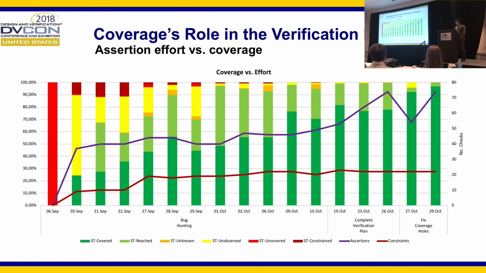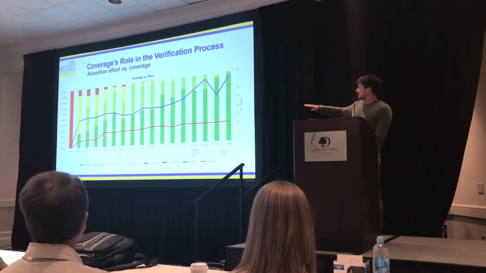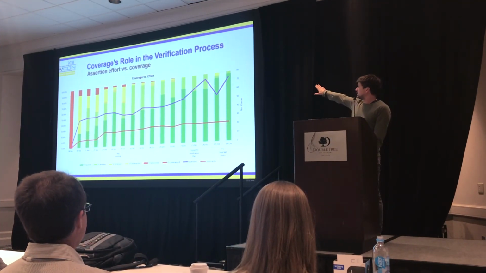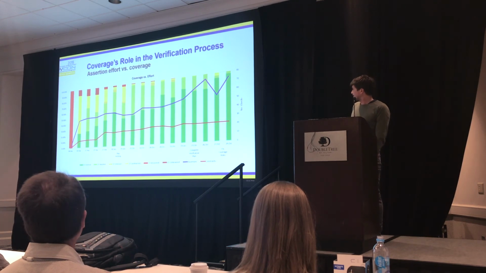This is the overall coverage. What I want to present here is the coverage results over time against the effort, and by effort I mean the assertion effort: how many assertions and how many constraints were written. You can see that the trend of assertions is following the trend of the coverage, the dark green one, over time.